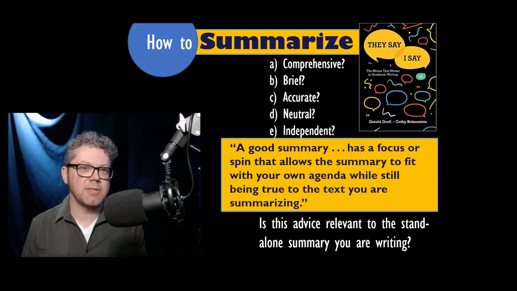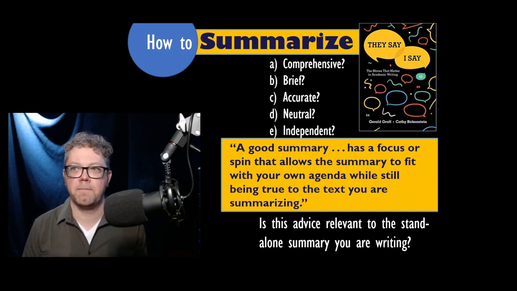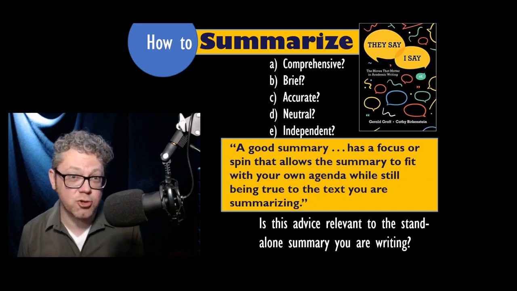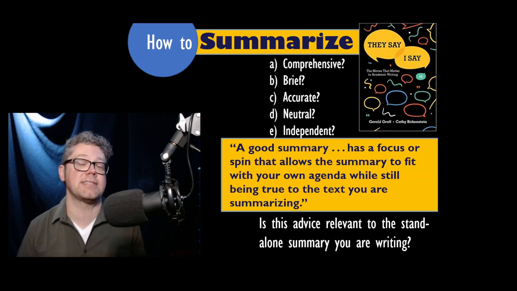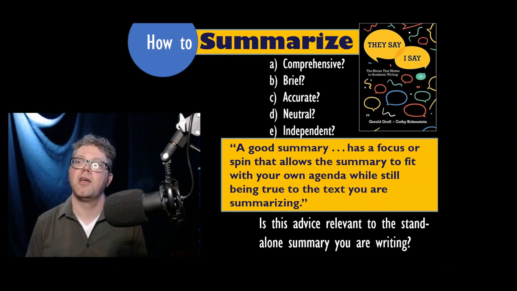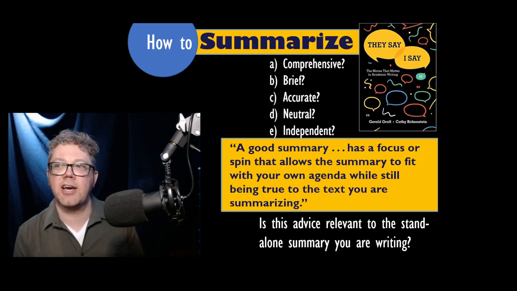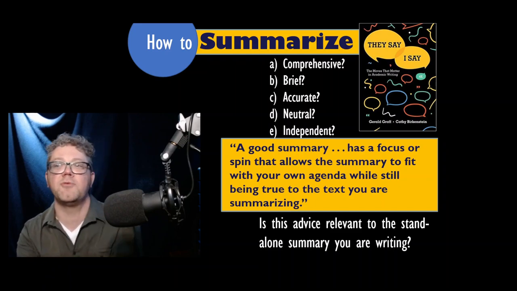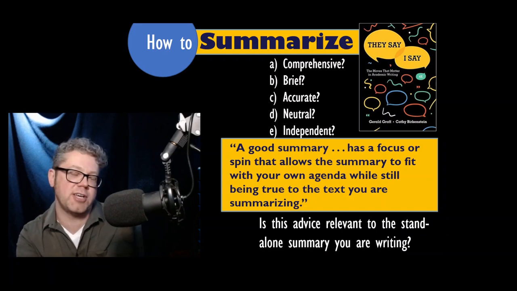But we need to be able to accurately replicate what someone else has said on that subject matter. Okay? And we need to remain neutral about it. We can't bring our bias to the table necessarily. Graff and Birkenstein say a good summary has a focus or spin that allows the summary to fit with your own agenda while still being true to the text you are summarizing.